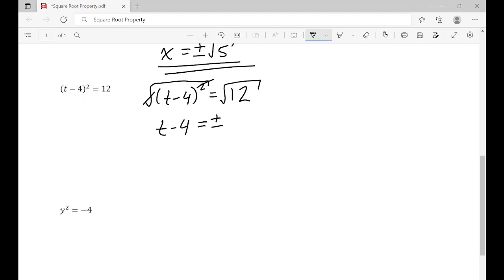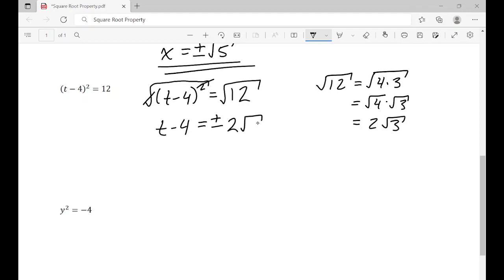It must be there. And then we reduce square root of 12, which we can say, if you've forgotten, is just 4 times 3, which is square root of 4 times square root of 3, which is just 2 square root of 3. So 2 root 3. Now I can get t by itself, add 4 over, and it's going to look a little weird, but that's okay. We can't add 4 to this, so we're just going to put it in front. So 4, and then plus or minus 2 root 3. And there is our solution.